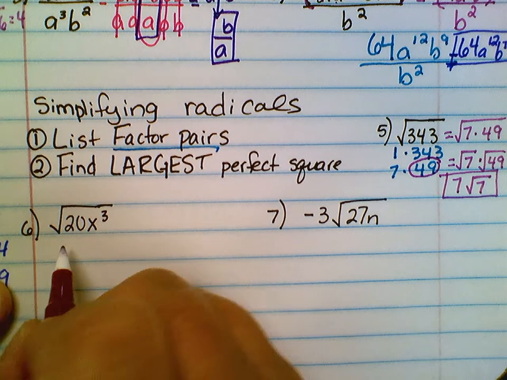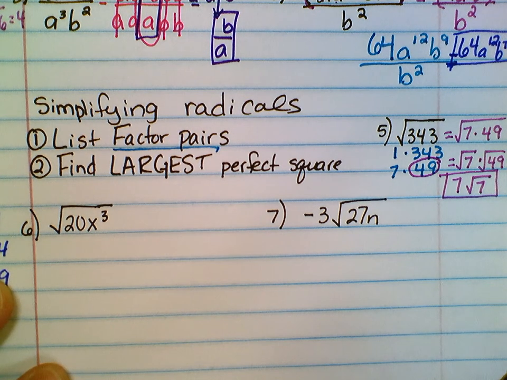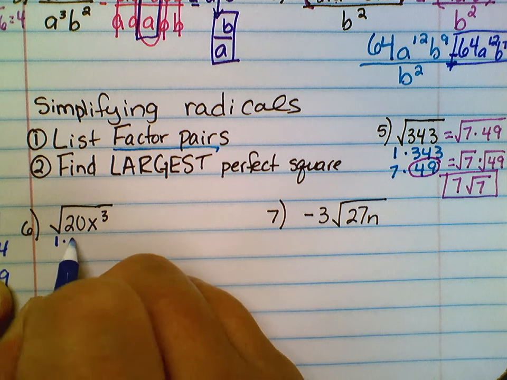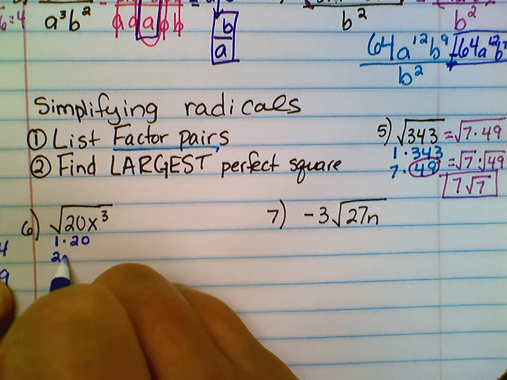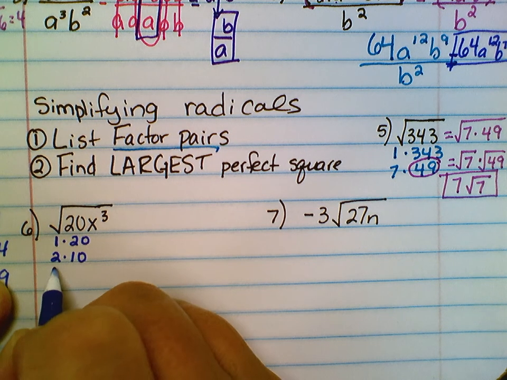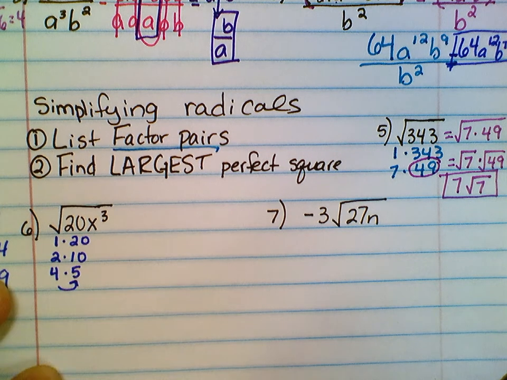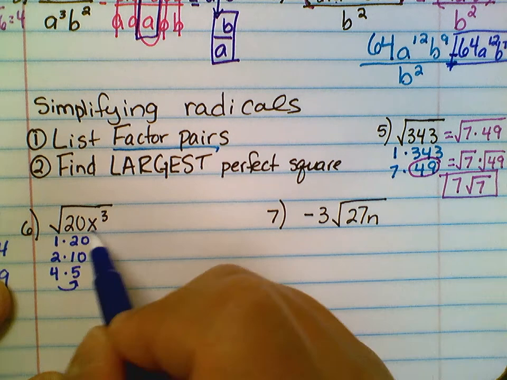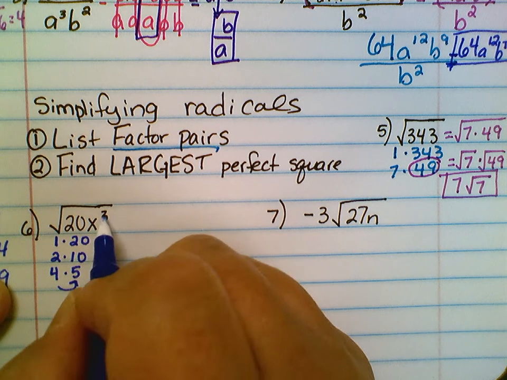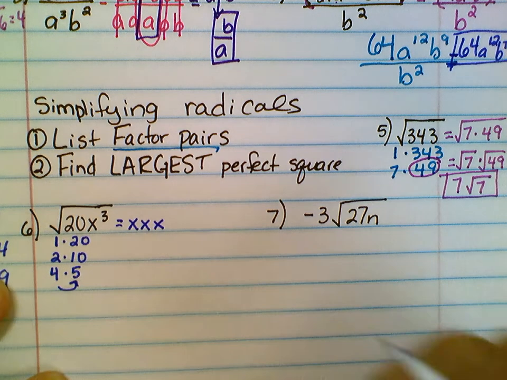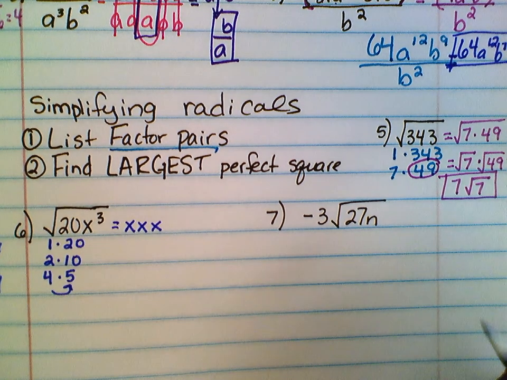For example number 6. Let's see. So the factor pairs for 20 would be 1 times 20, 2 times 10, 3 would not work, 4 times 5, and since I'm at 5, I know I'm finished. And then we have to look here. We have x to the third, so that's this many x's.